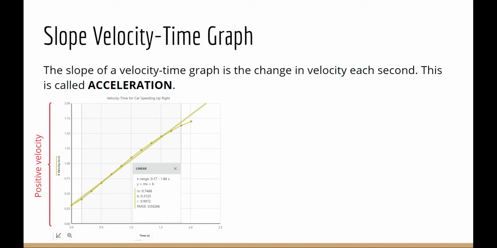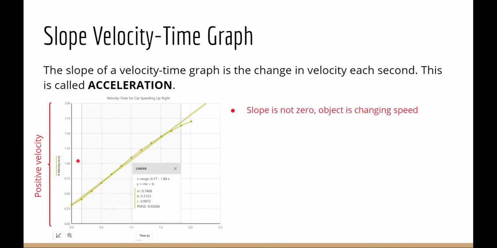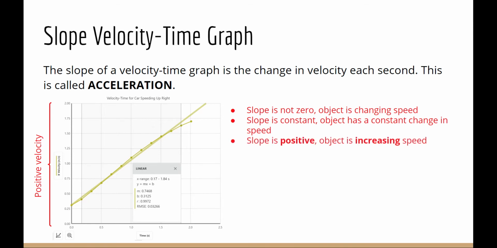So if we look at this one, first up, it's important again to look at our axes here to notice these are positive values, so we have a positive value for velocity. The slope isn't zero, so that tells us we have a changing velocity. It is also a constant slope since we have a linear graph, so that means there's a constant and predictable change in speed. And our slope here is positive, so this object is increasing speed.